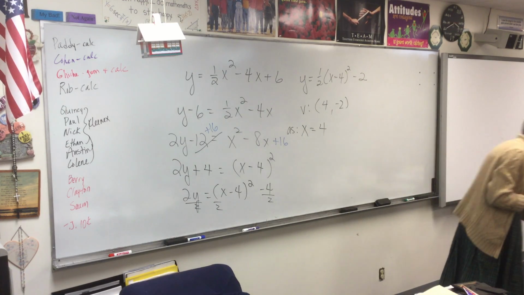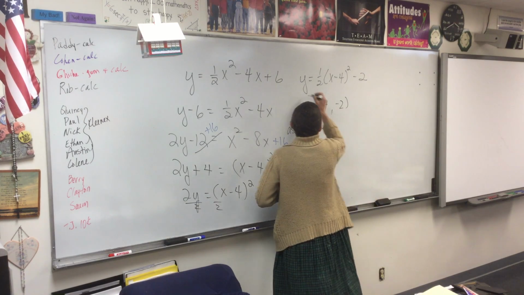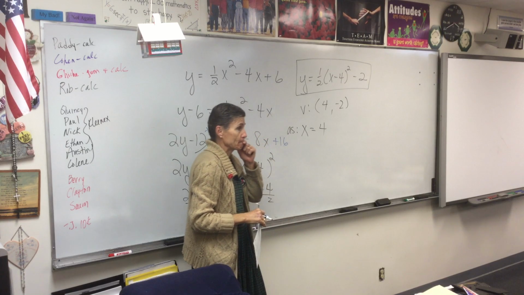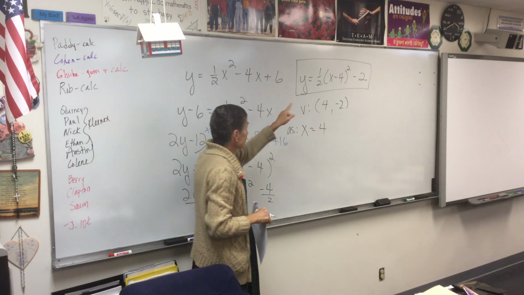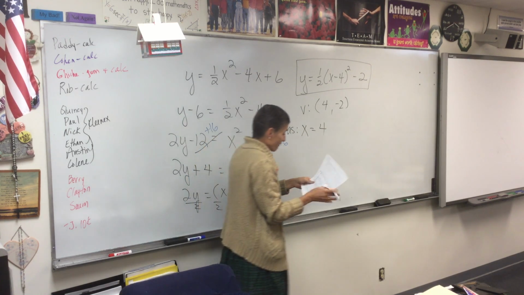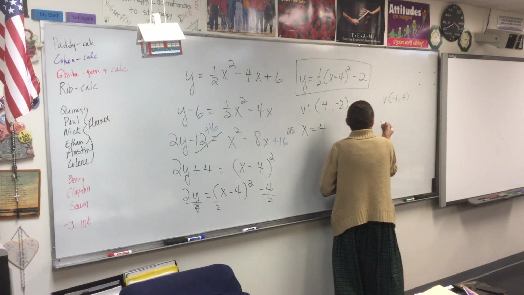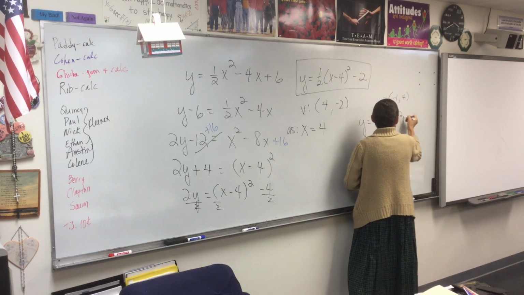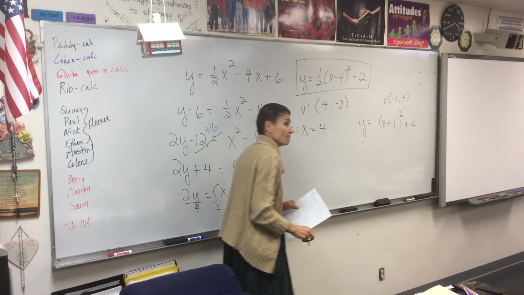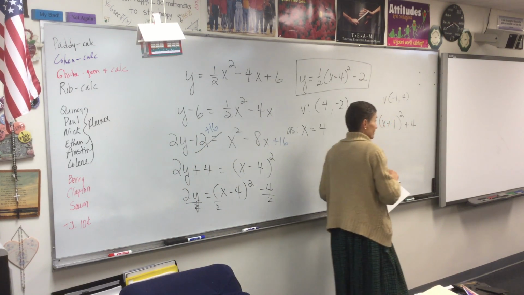Now, the next problem was write the equation of the parabola knowing the vertex. Okay, now, gang, look at that equation. Doesn't that equation just tell me the vertex? So if I know the vertex is -1, 4, then I can at least do this much of my equation. Would you agree with me? Because that gives me a vertex of -1, 4.